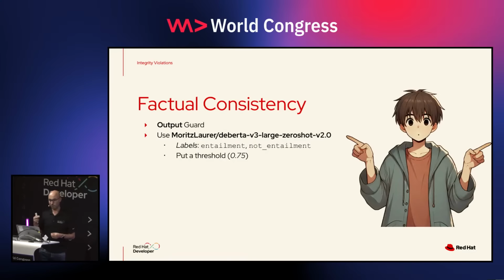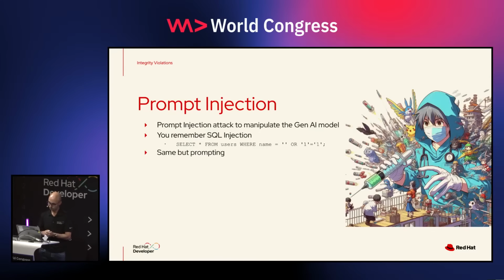Another one, factual consistency. We want to be sure if it's consistent, what the user asks and what it gets. There is this model which can help you to detect. Another integrity violation that it's super important to have, and I would say that this is a must-have, is the prompt injection protection.